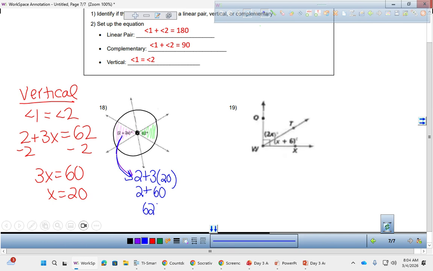So the question's going to do one of 2 things. It's going to ask you to solve for x, or it's going to ask you to find a missing angle. Sometimes finding that missing angle, you have to solve for x anyway, and sometimes you don't.